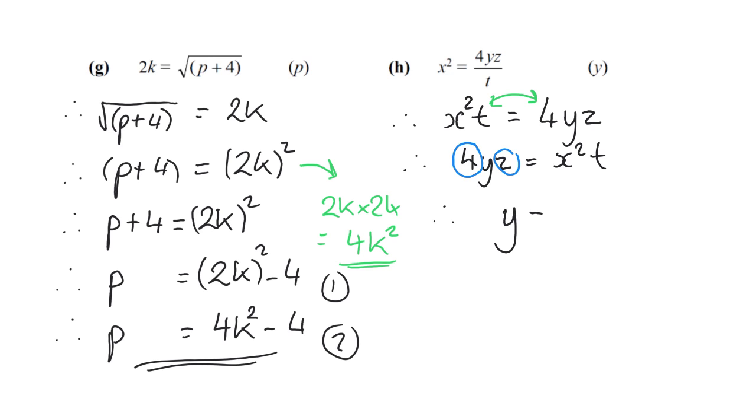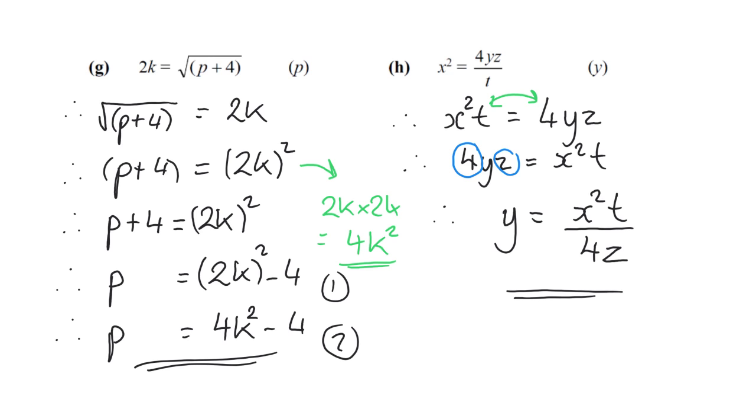So the 4 and the z are multiplying the y. If we leave the y on its own, when they move to the right-hand side, they are going to divide. So that's going to be 4z. And there we have y as our subject: y equals x squared t over 4z.